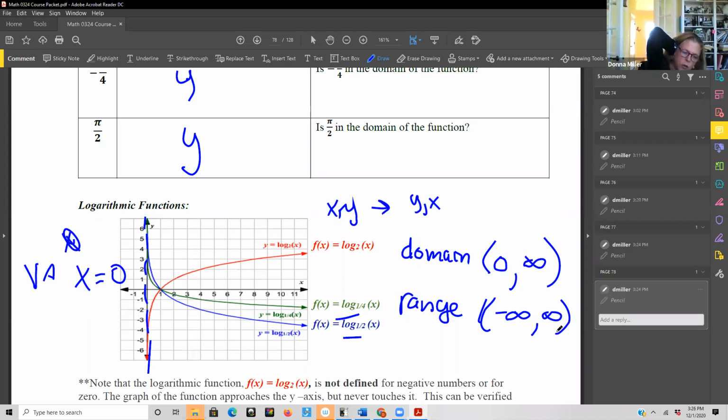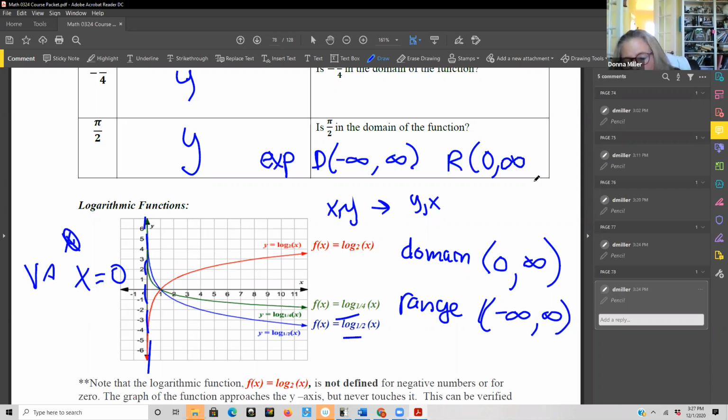So what I'm trying to get you to notice is that with the exponential graph that we had just done, the domain was all reals and the range was 0 to infinity. So pretty much, because I flipped x and y, and domain is x and range is y, the domain and range flip-flop. So the range became the domain and the domain became the range. All right. So that's just kind of a property of inverse functions.